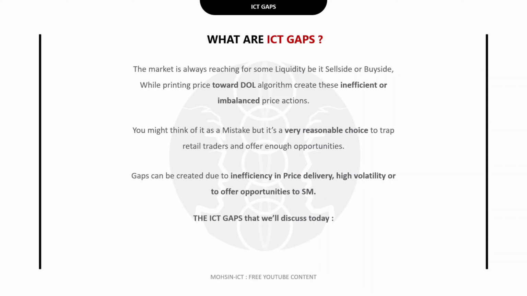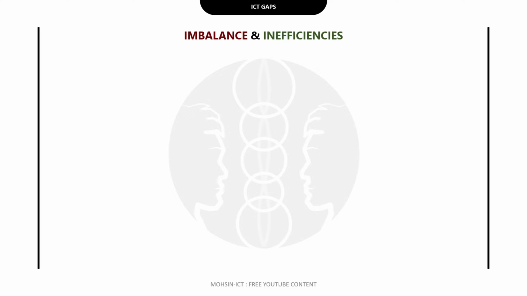The ICT gaps that we'll discuss in today's lecture are imbalance, SIBI and BISI, fair value gap, and inversions. Let's start off with imbalance and inefficiencies. When it comes to this concept, there are two types of price action: imbalance and inefficient, balanced and efficient. Let's try to differentiate between them visually and logically. In order to understand this one, we need a level which price is reaching for. So it can be formed without a level as well.